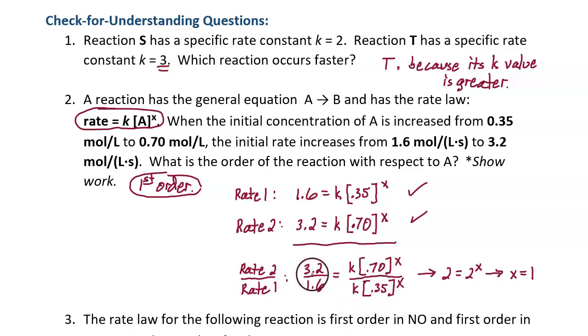Then it's time for algebra. 3.2 divided by 1.6 makes a 2. On this side, K over K cancels away. 0.70 over 0.35 just makes a 2. And notice how the exponent is x in both places, so we can write the exponent of x. This creates the very simple equation 2 equals 2 to the x power. So what does the x have to be? It has to be a 1. So we find out mathematically that the exponent is a 1. And that verifies why we said our answer was first order.